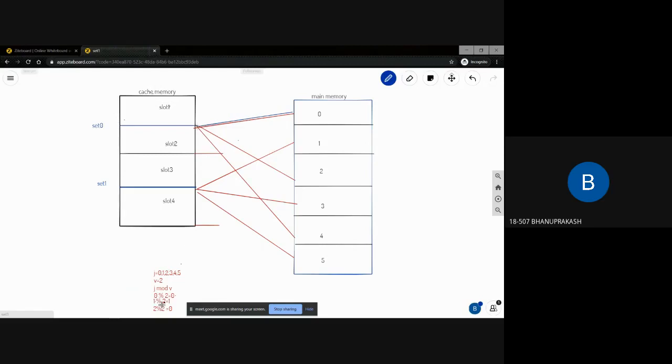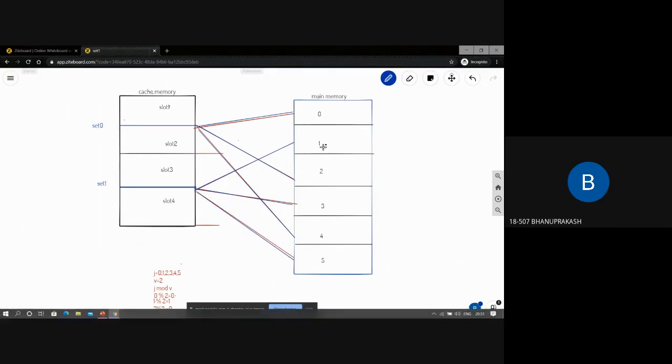And 1 mod 2 equals 1. The block numbered 1 is placed in set 1. Similarly, 2 mod 2 equals 0, so the second block is placed in set 0. Similarly, the fourth block is also placed in set 0. The third block and the fifth block are placed in set 1. So this is how the main memory blocks are placed in the cache memory.